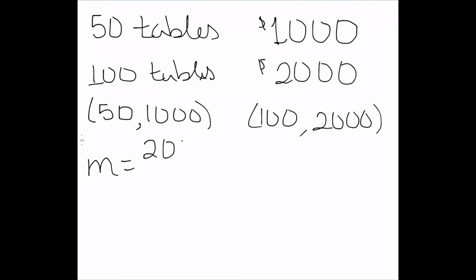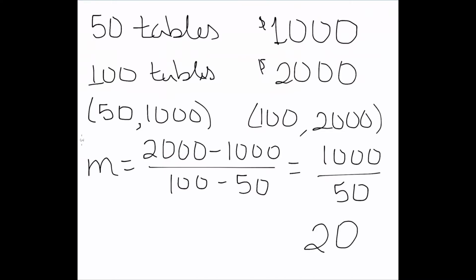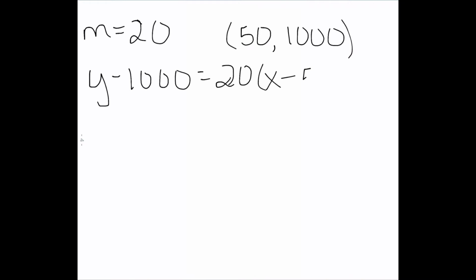So I'll do y2 minus y1, 2,000 minus 1,000, all over x2 minus x1, 100 minus 50. So that ends up being 1,000 over 50, which is 20. So that's my slope. So I know my slope was 20, and I know I passed through the point 50, 1,000. So I have y minus y1, which is 1,000, is equal to m, which is my slope, times x minus x1, which is 50.